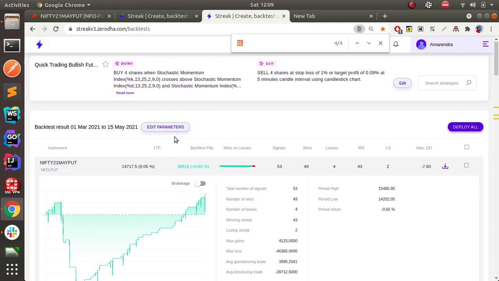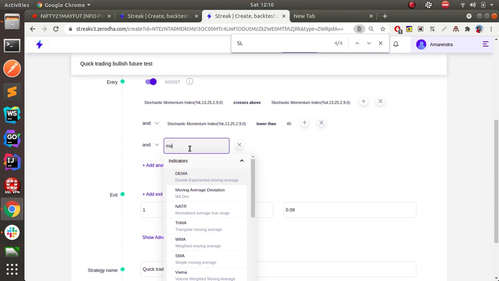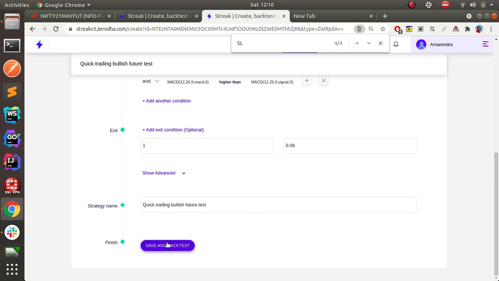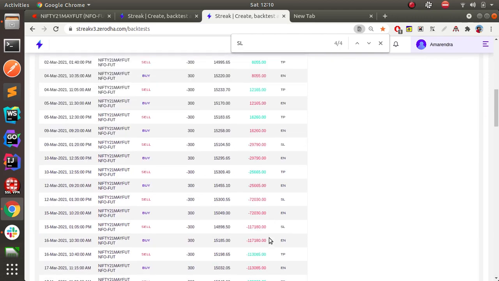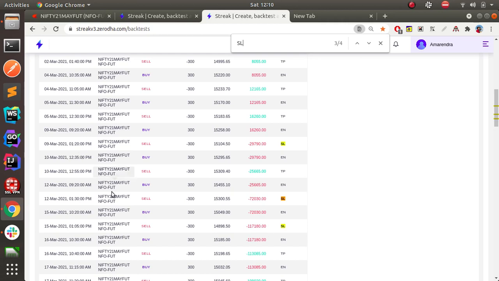For this we can also add a MACD, so that MACD will help us in avoiding these kinds of things. MACD should be higher than signal. So let us see. Now there are 44 signals, and out of 44, 41 are success. So the losses are on 9th March, 12th March and 15th March. Let us analyze these dates.